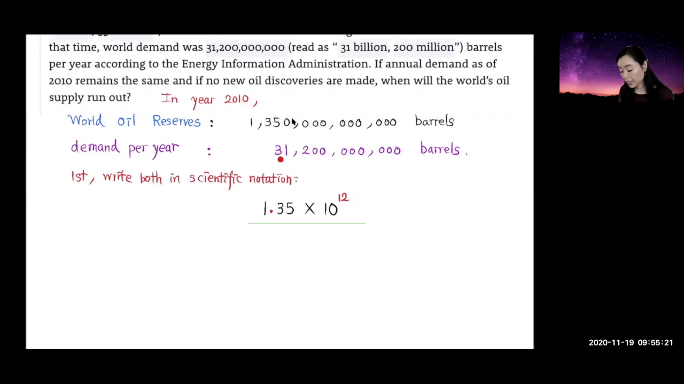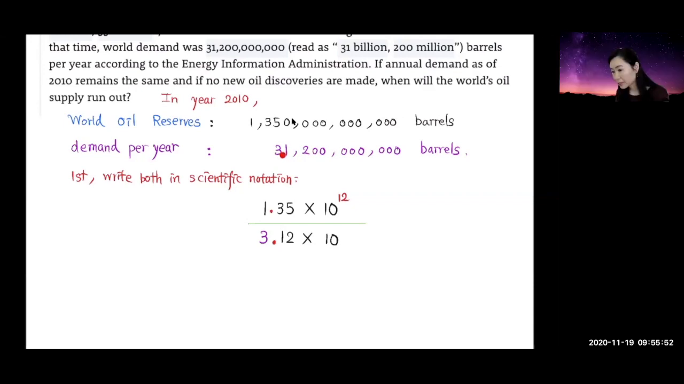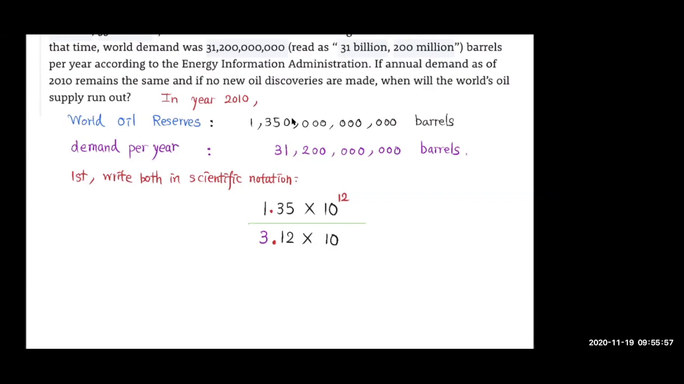So write this in scientific notation. That will be what? 3.12 times 10 to the what power? 9. Let's count again. So 3, 6, 9. But then you have to move all the way to here, so you get 10. So the power right here is 10.